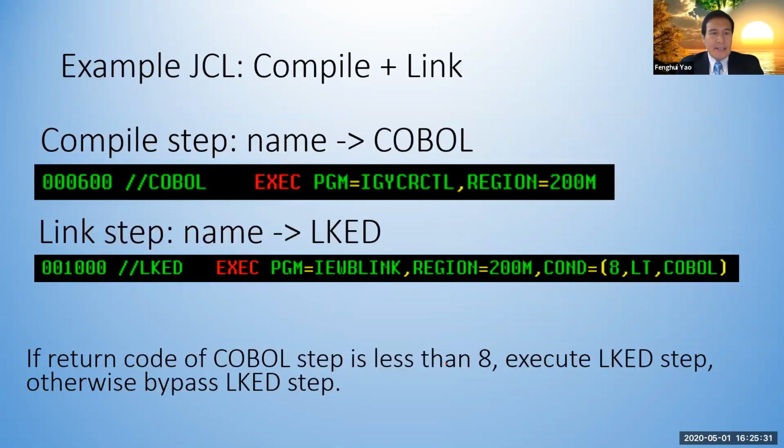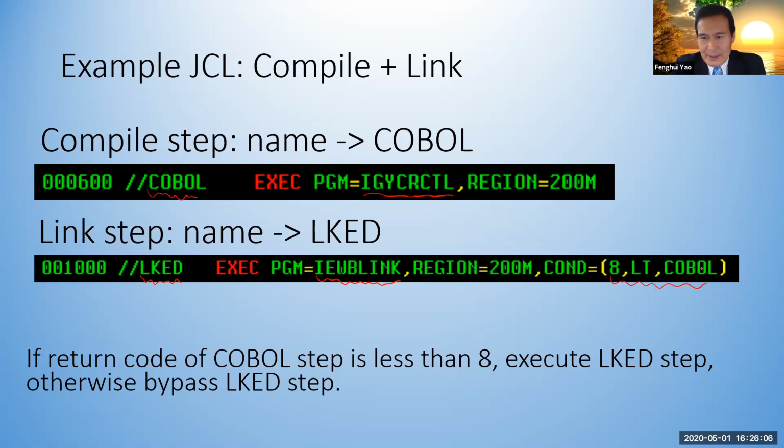All right, this is a JCL example. For example, it first runs the COBOL compiler, EXEC, so the step name is called COBOL. And then next it runs the linker, and the step name is LKED. The region is 200 megabytes, and the condition is 8, less than, COBOL.